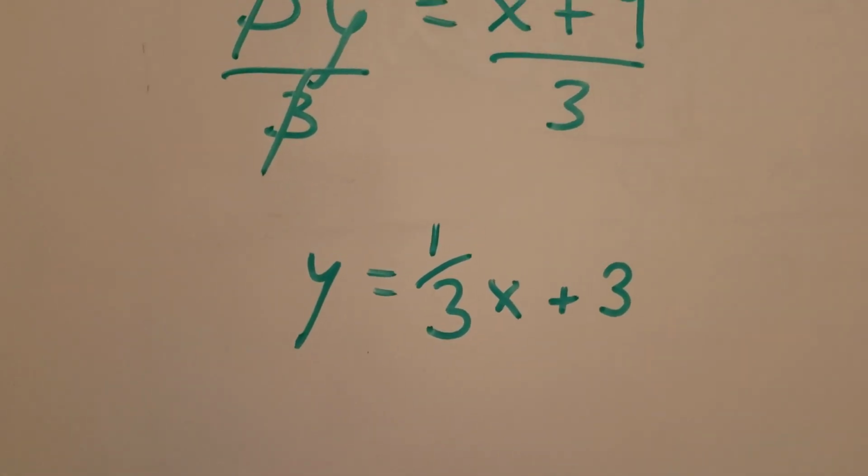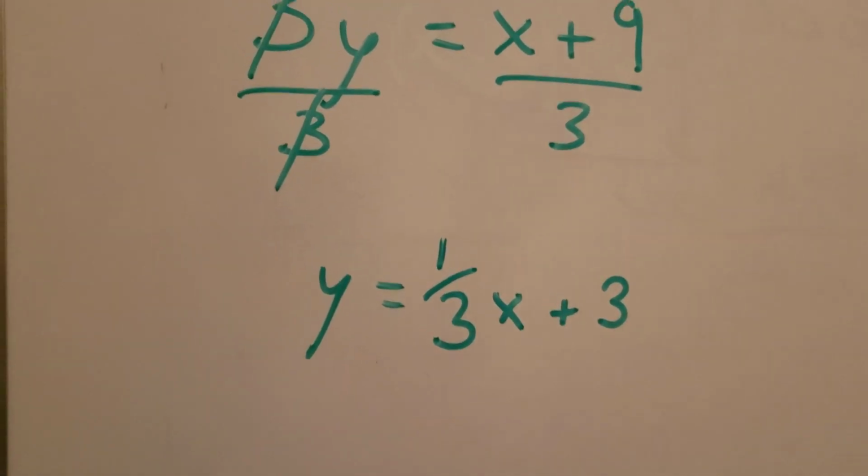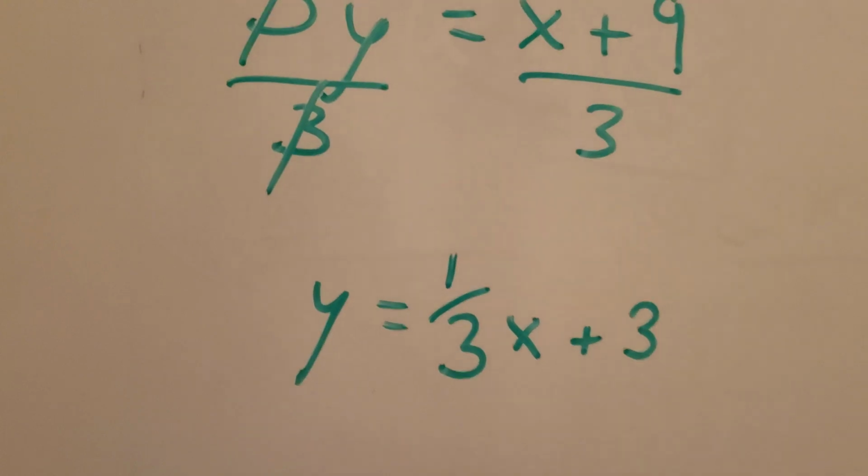y equals 1/3 x plus 3, 3 being the b in this term, and the number in front of x being the slope.